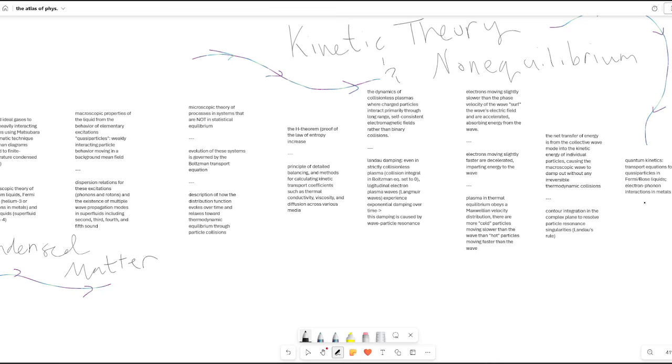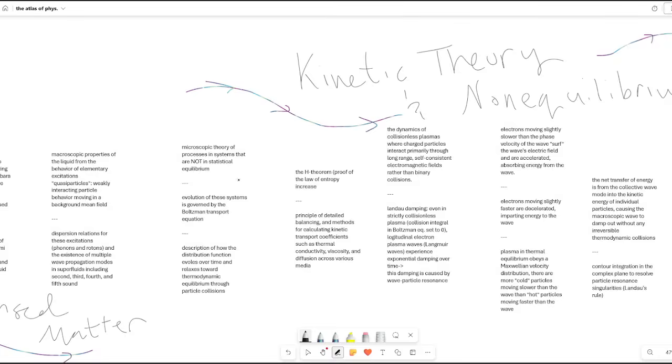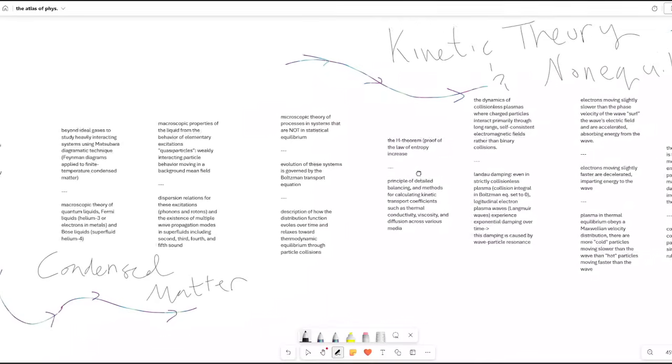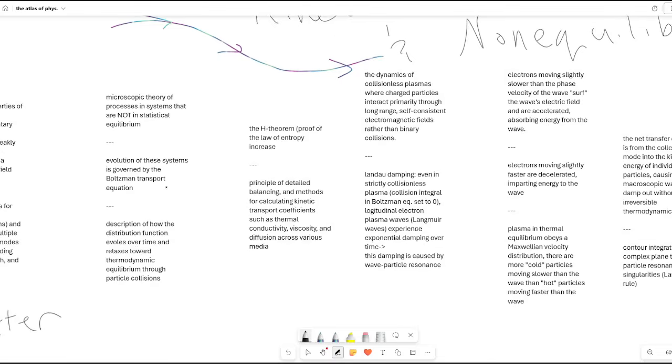The main idea is that we're going to go from equilibrium to non-equilibrium and define transport equations and Green's functions and distributions themselves. So generalized distributions. The microscopic theory of processes and systems that are not in statistical equilibrium essentially is what we're working through. And the evolution of these systems are governed by the Boltzmann transport equation.